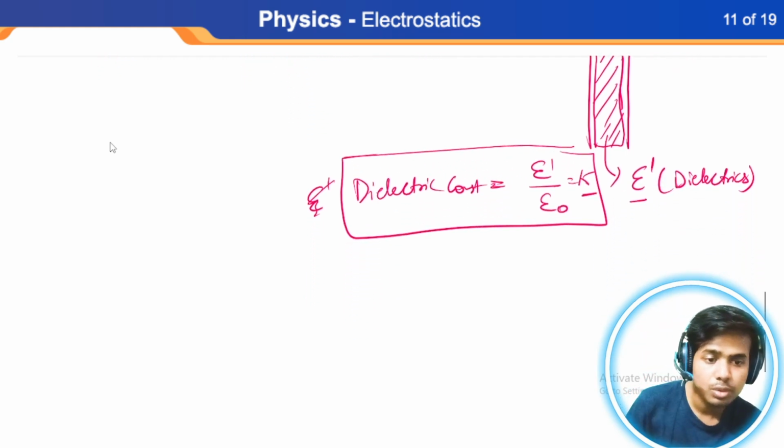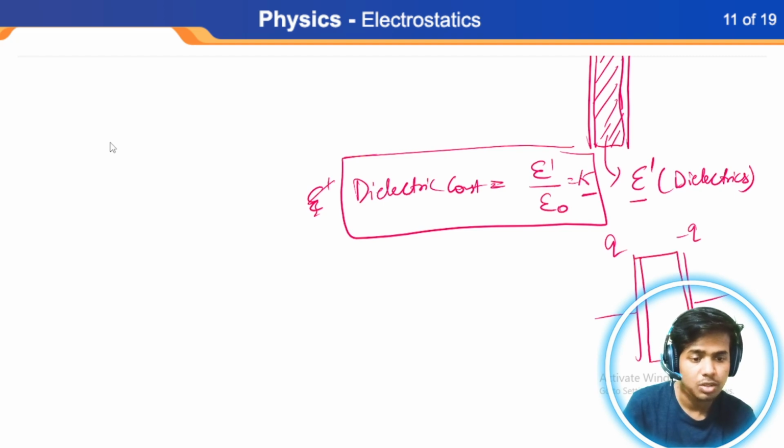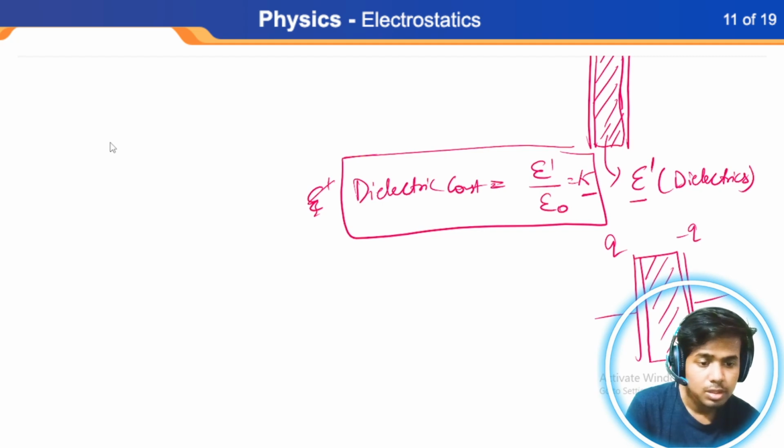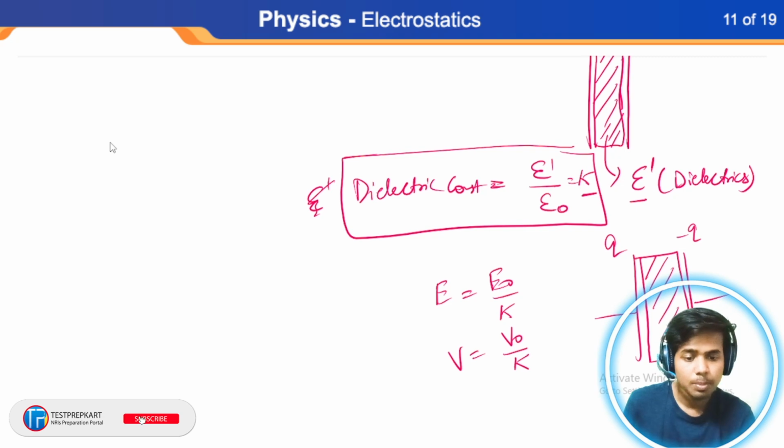Now, let's say there is this capacitor which has been charged with some wire, so plus Q and minus Q are there. Now what I do is insert a dielectric with a dielectric constant of K. Now suddenly, after inserting the dielectric, the electric field will reduce from E naught by K. The potential difference will also reduce. But the charge is not going to reduce.